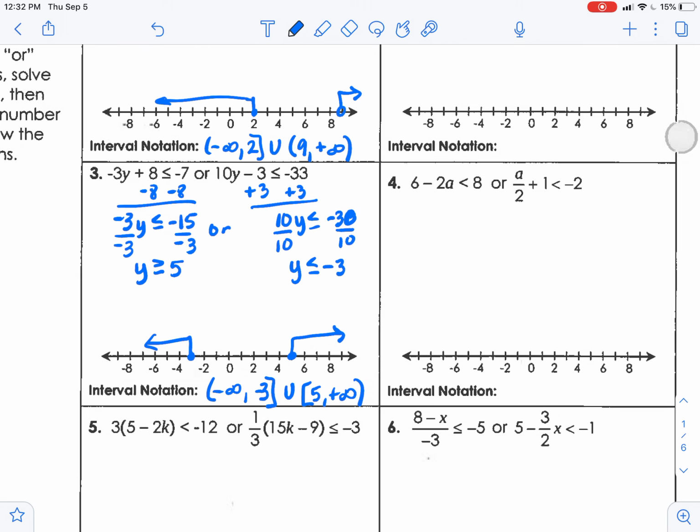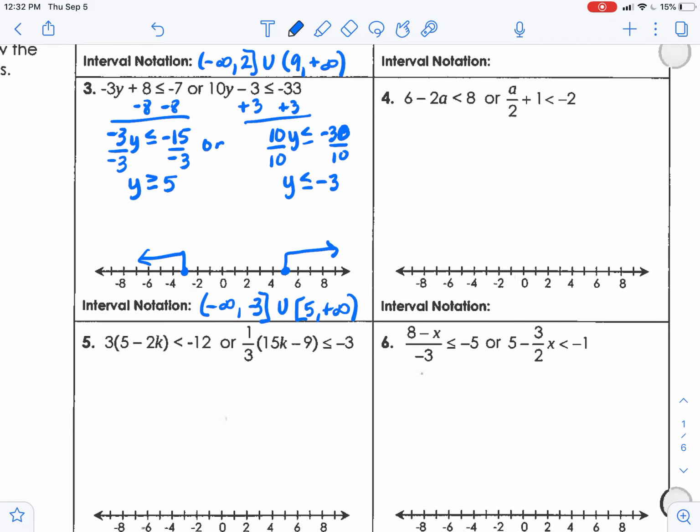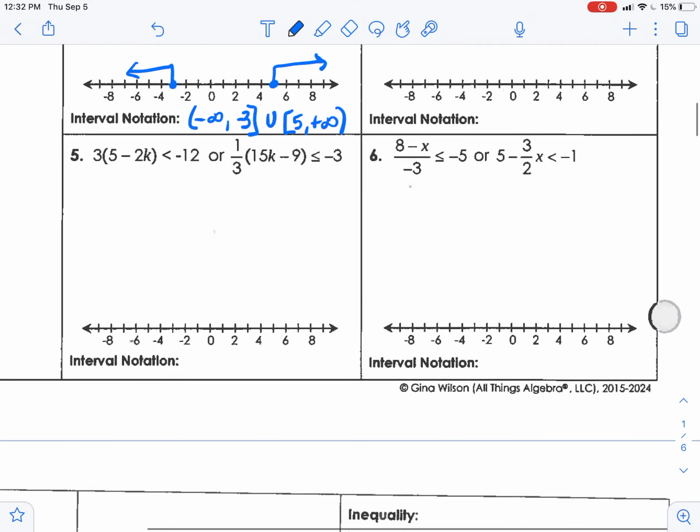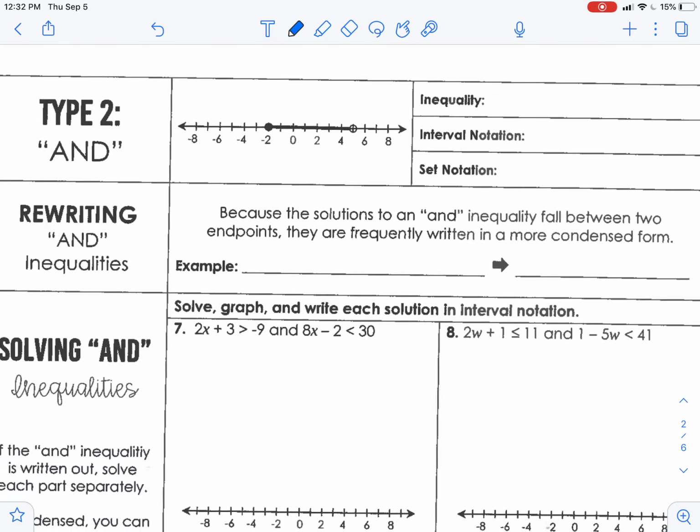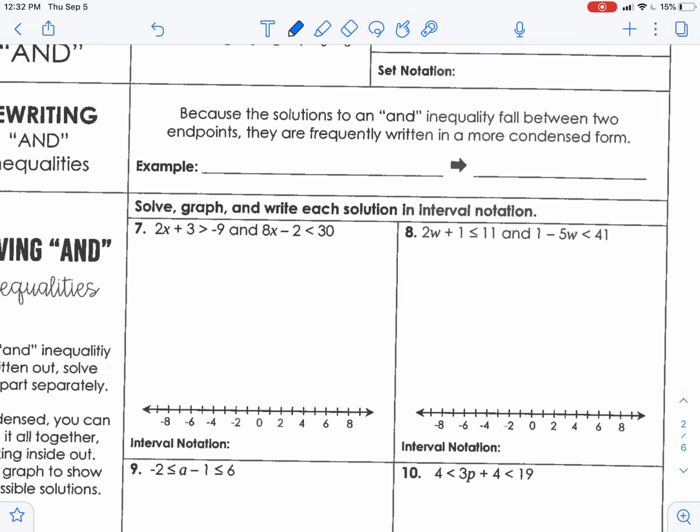So most of these, again, that you're going to be seeing is going to look this way, okay? So you'll just continue on and finish those up. Now let me show you the difference between the or and the and.